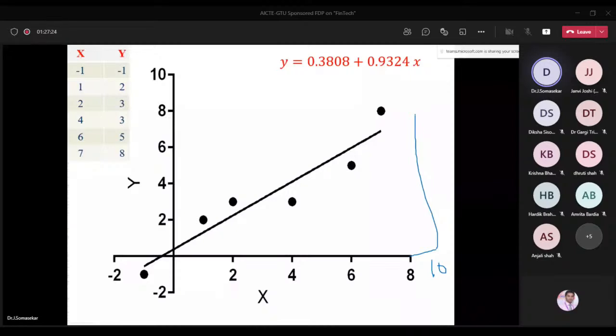This is the 11. Substitute 10 in place of x. When you substitute 10, you will get the y value. So that is the forecasting or prediction of the future value, or maybe weather forecasting or Bitcoin forecasting. Whatever regression model we got, in that we have to substitute the x value, so that we'll get the corresponding y value, or dependent variable.